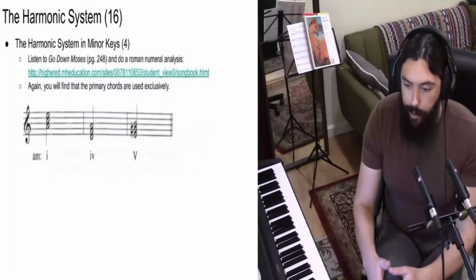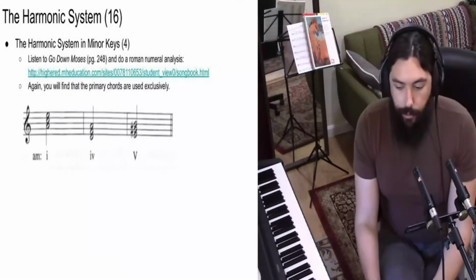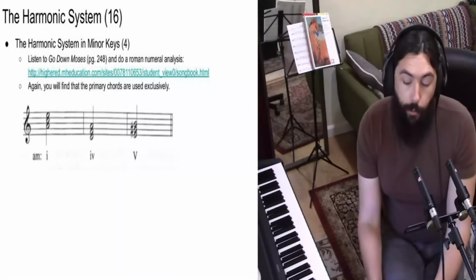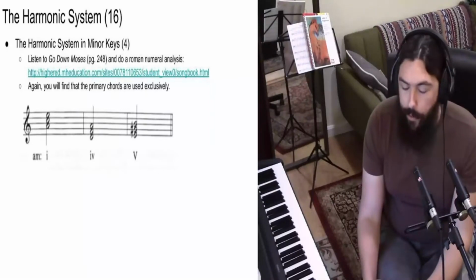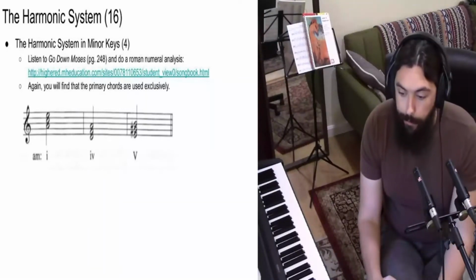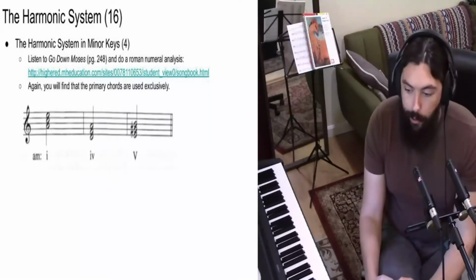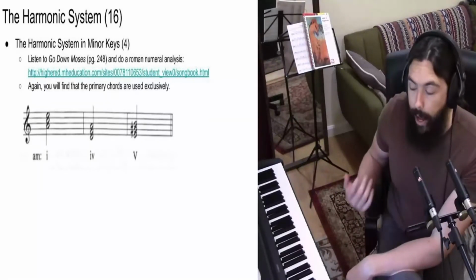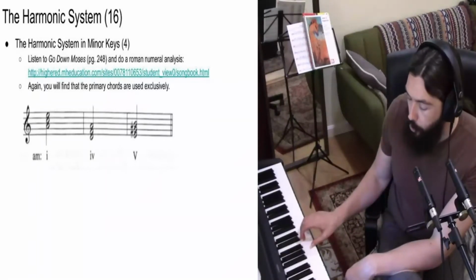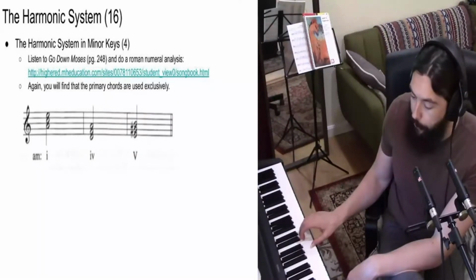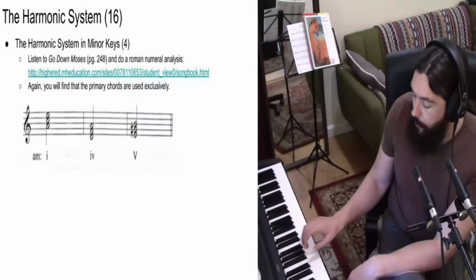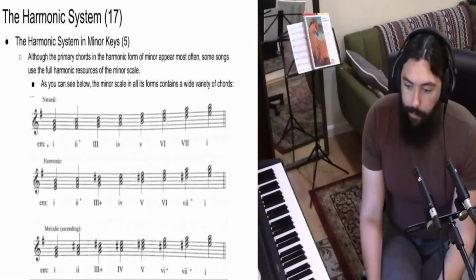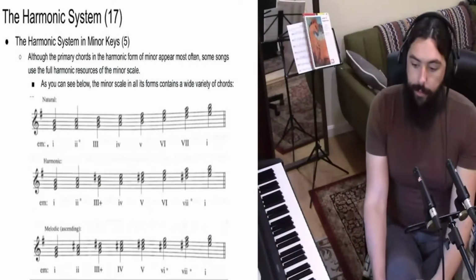Okay, moving on here to slide 16. So now take a listen to Go Down Moses, right? And check it out on page 248 and do a Roman numeral analysis. And if you do this, you should find, again, that the primary chords are used exclusively, right? In this case, Go Down Moses is in the key of A minor. And so you have your 1 chord, that's going to be A minor, and then your 4 chord, D minor, and then your 5 chord, E major. Okay, so now moving on to slide 17.